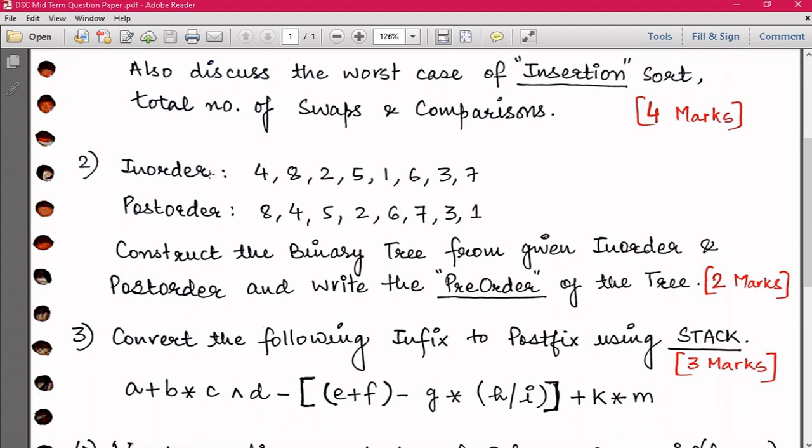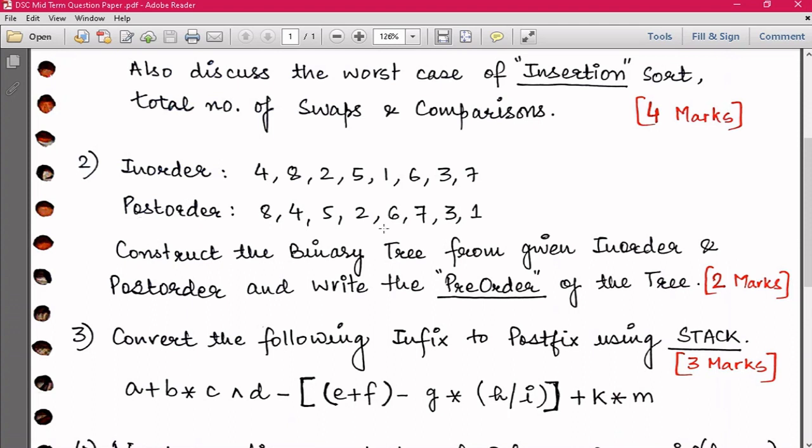So what you need to do is, this is in order and this is post order. So we know that in post order the traversal is left, right and root. So you can see that the root here is 1. So you can locate the root here in order also. So here in order the root is 1, and 4 8 2 5 are left of 1, so they will be in the left subtree. 6 3 7 is right of 1, so they will be in the right subtree.